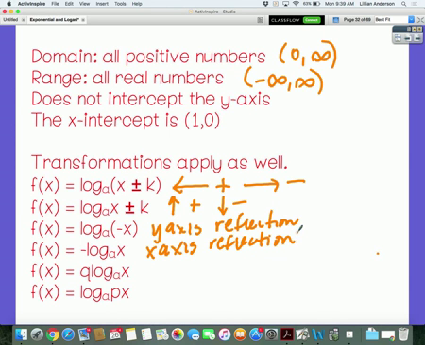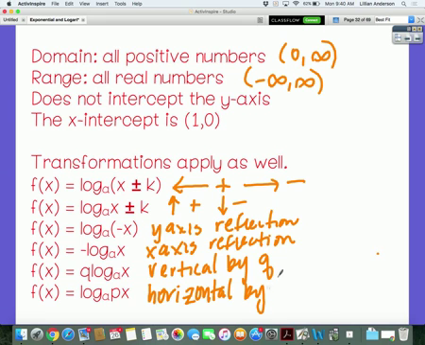What about the second to last one? It's vertical. Vertical stretch or shrink by a factor of Q, and this one is a horizontal stretch or shrink by 1 over P. Very good. So those haven't changed from the first unit. They haven't changed since quadratics. They're not changing for exponentials. They still apply. So don't forget about those.